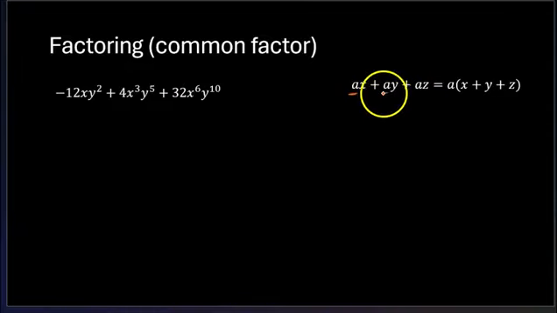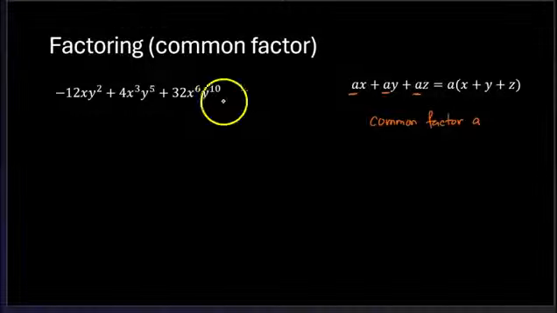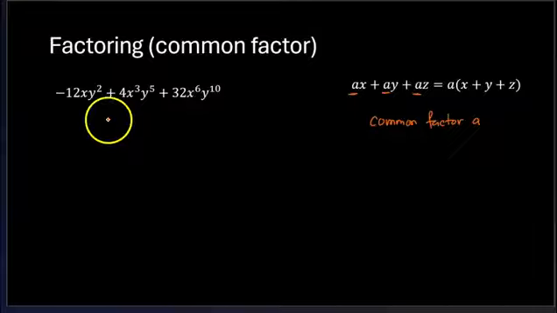So if you look at the term here, every term has a factor of A. Hence, we can factor out A. Okay, so this is what we call the common factor. So your common factor here is A. Okay. Now, so how do we find common factors if there are numbers and more than one variable?